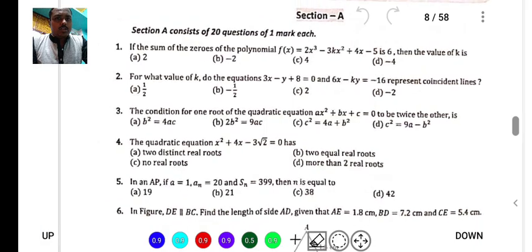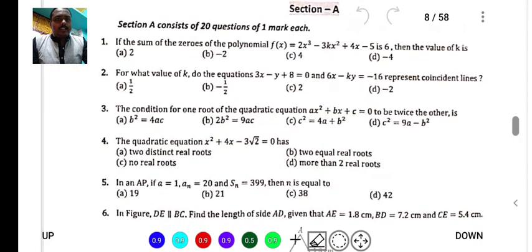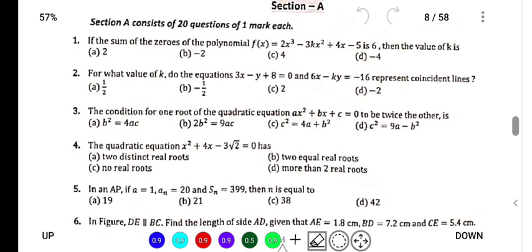Coming to the first question: the sum of zeros of the polynomial f of x is equal to 6. Then what is the value of k? I'm just switching off the video because I have to put the annotation on the screen. So you can see this, the sum of the zeros of the polynomial is 6, then the value of k. This is question number 1.